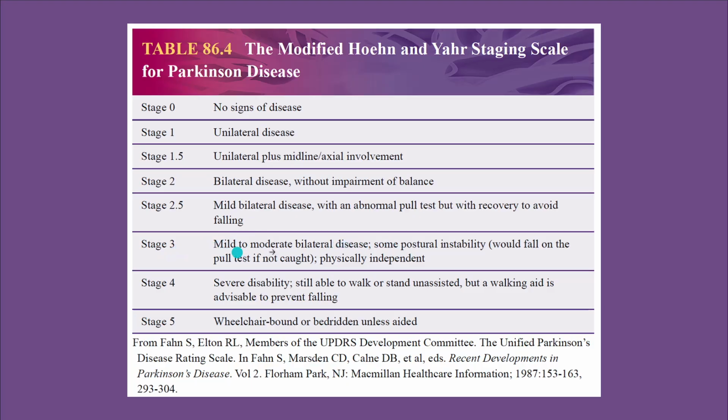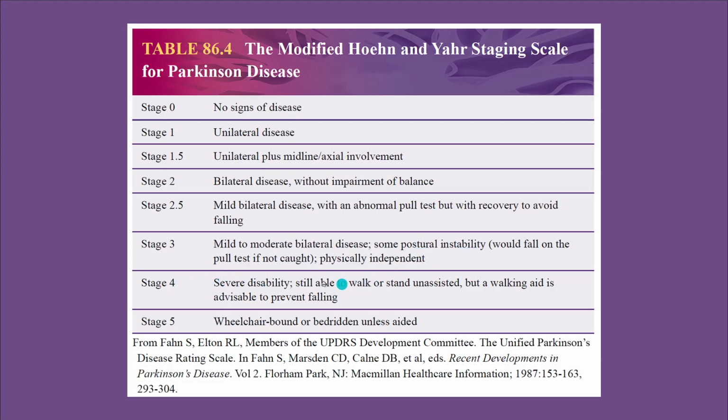And stage 3 is mild to moderate bilateral, so it's getting worse here. And this is where you can see postural instability. So in 2.5, usually they would be affected by the pull, but they would still be able to recover. But in stage 3, they are not able to recover. So they're still physically independent, but there are some postural instabilities.